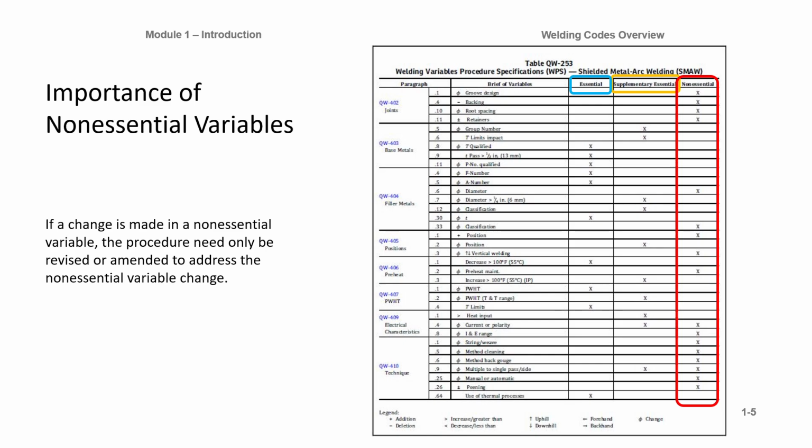It lists down here on QW 410 technique. String or weave. Let's say my original WPS says we're only going to do stringer beads, and then we change it to a weave. We can do that. We don't have to do a requalification. We're not affecting the deposition of the weld metal and the mechanical properties of that or the heat affected zone.